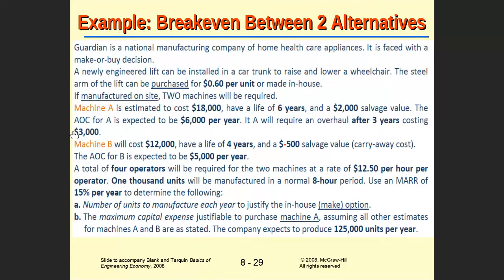For machine B, we have an initial cost of 12,000, and the number of years is 5, and there is a salvage value but with a minus. This is the first time, and it says here carry away cost, because these types of machines need decontamination in a special way. So even getting rid of those machines costs you as a salvage, where you pay it, rather than selling it. And the annual operating cost is given as 5,000 per year.